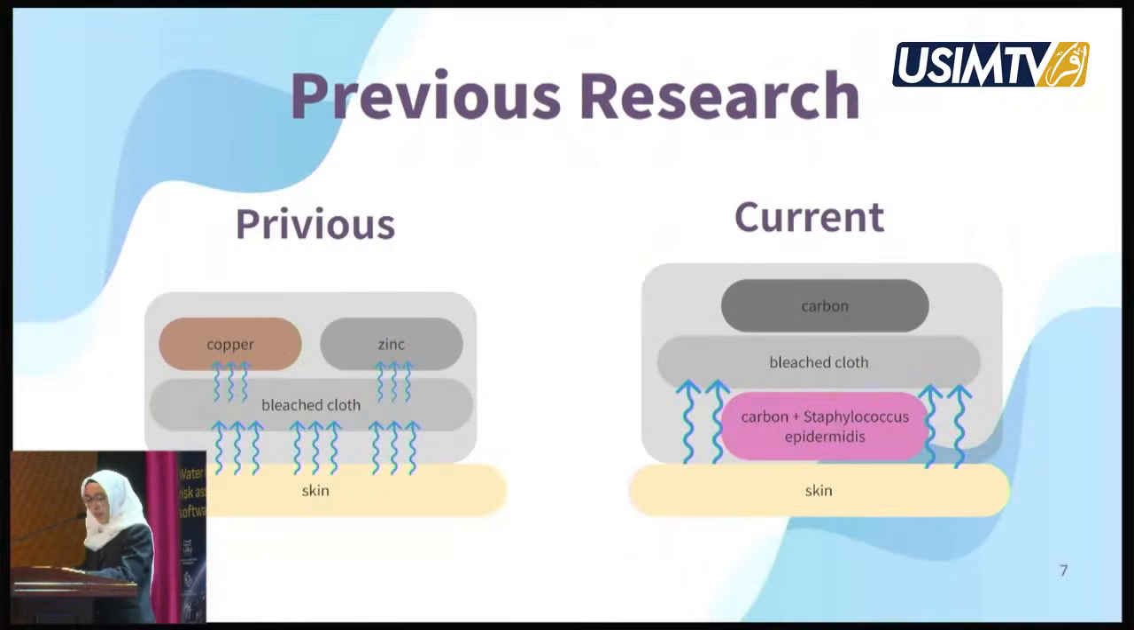In my previous battery, I used copper and zinc electrodes with cloth between them. Sweat acted as the electrolyte. However, metal electrodes are not ideal for long-term skin contact. So I tested carbon electrodes with microorganisms, and I used yeast as the microorganism because it is safe and easy to use.